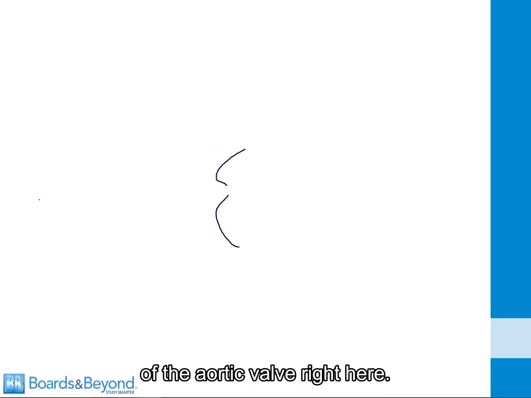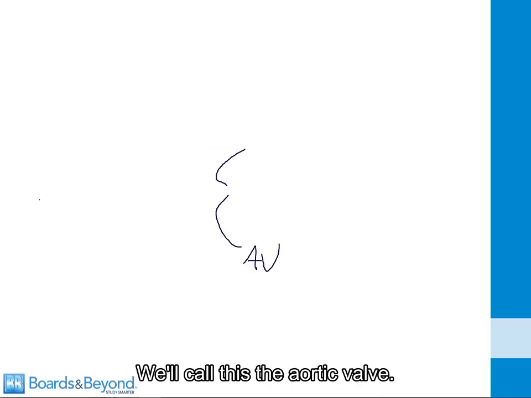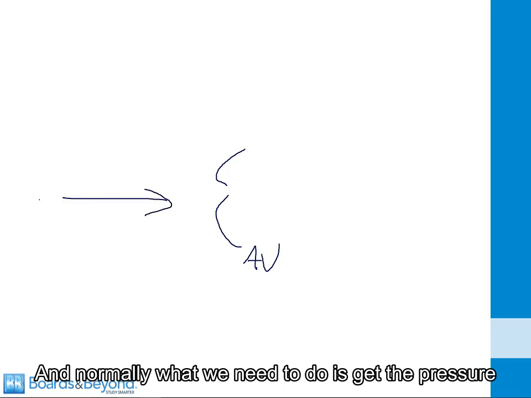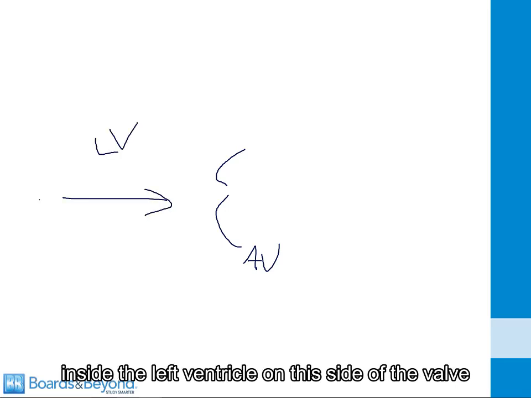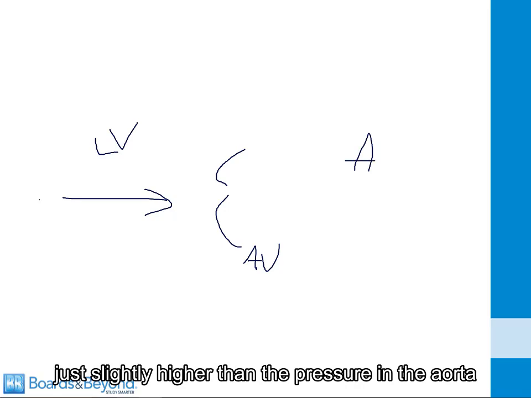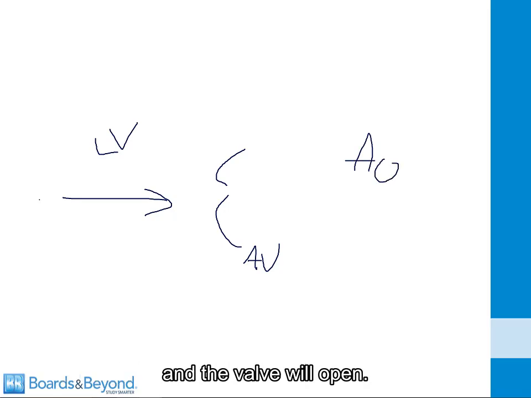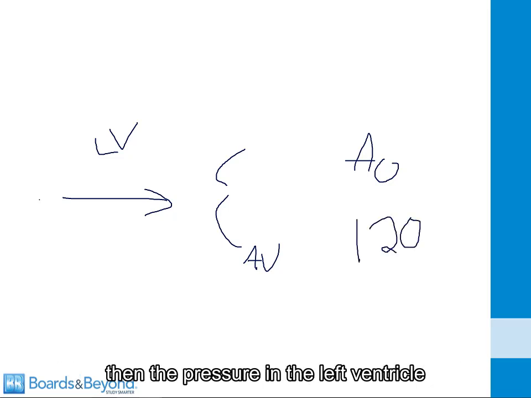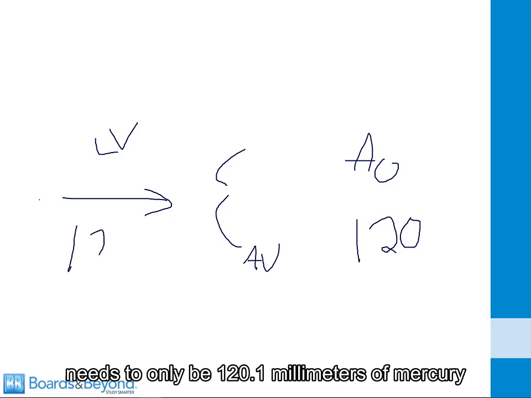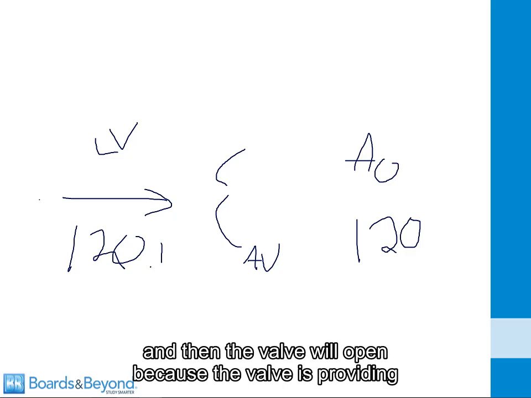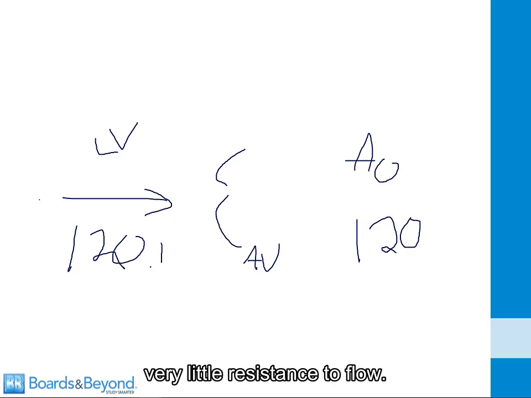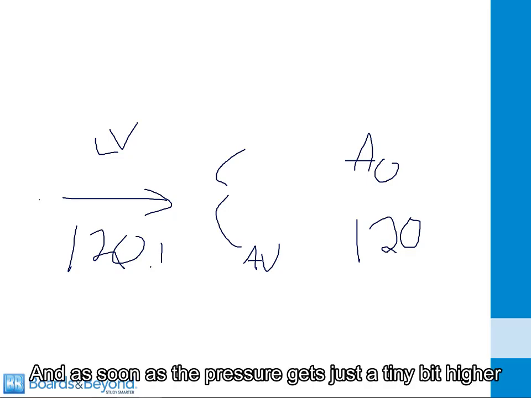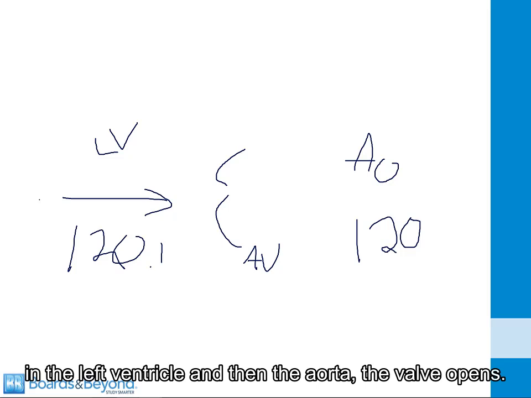To understand this, imagine that we have a couple of leaflets of the aortic valve right here. We'll call this the aortic valve. Normally what we need to do is get the pressure inside the left ventricle on this side of the valve just slightly higher than the pressure in the aorta, and the valve will open. So for example, if the aortic pressure is 120 millimeters in systole, then the pressure in the left ventricle needs to only be 120.1 millimeters of mercury, and then the valve will open, because the valve is providing very little resistance to flow. As soon as the pressure gets just a tiny bit higher in the left ventricle than the aorta, the valve opens.